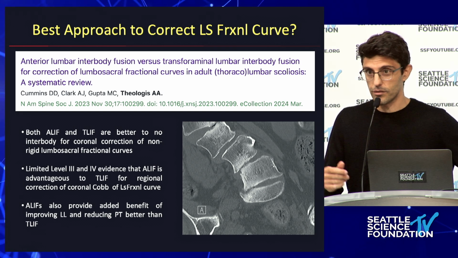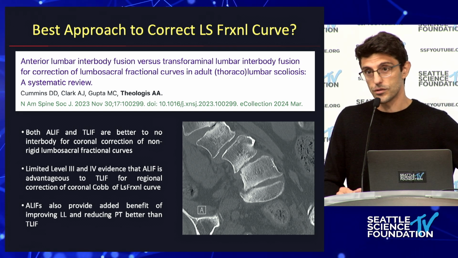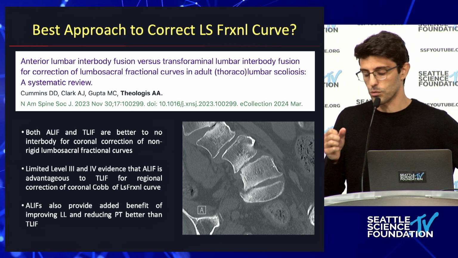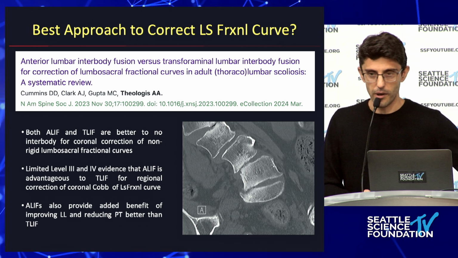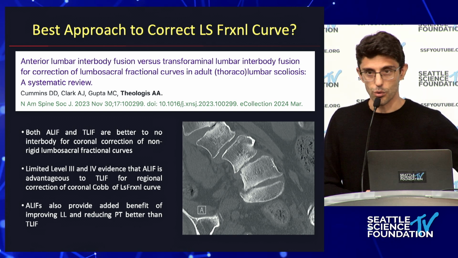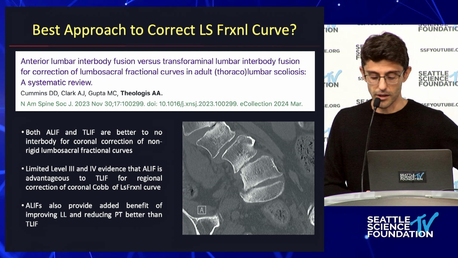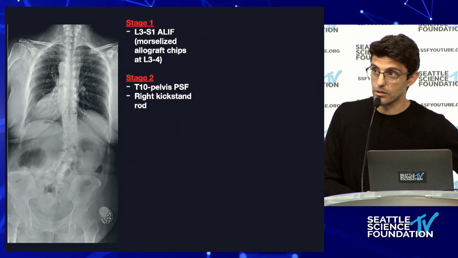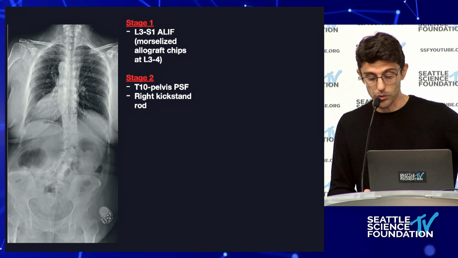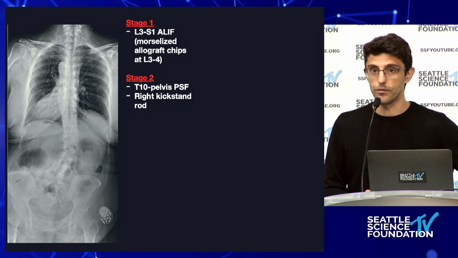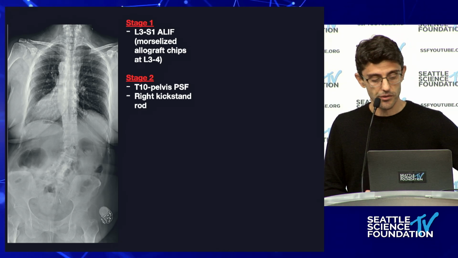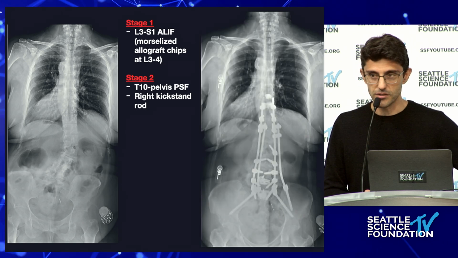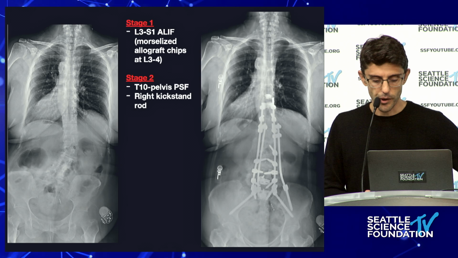I like ALIFs, I'm biased towards that way, not just for the coronal plane, but I think it restores your L4 to S1 lordosis better, helps correct the pelvic tilt, and restoring that L4 to S1 lordosis is very key, I think, for setting a good foundation in the sagittal plane. So going back to that patient, for this, we did an L3 to S1 ALIF, again, structural cages from L4 to S1, cancellous chips at L3-4 to help release it. And then we did a T10 to pelvis with a kickstand rod on the right and brought her back within the 2-centimeter threshold.